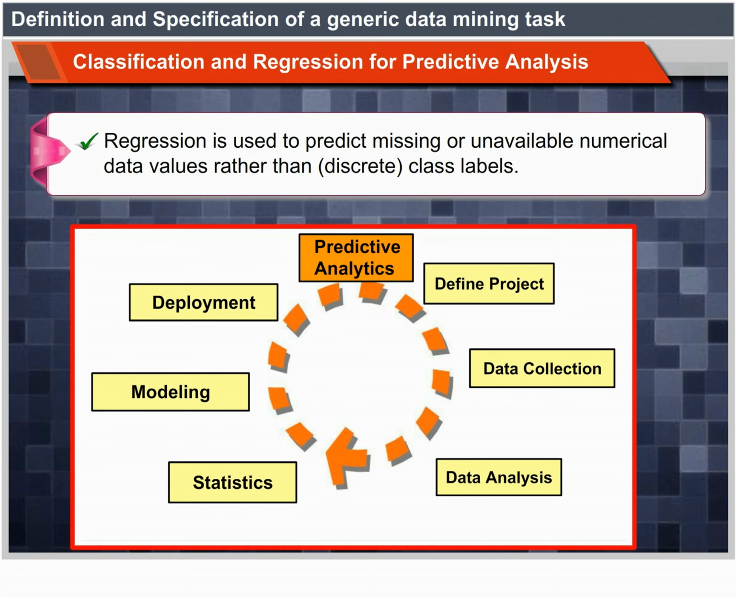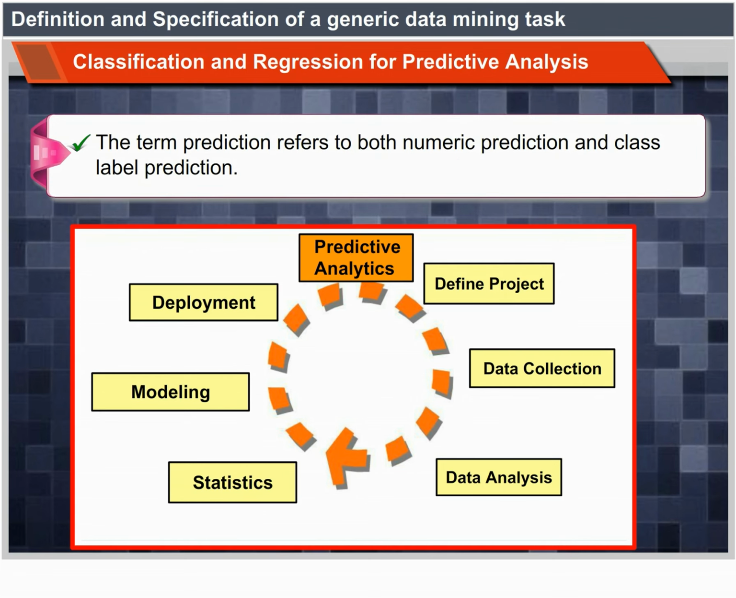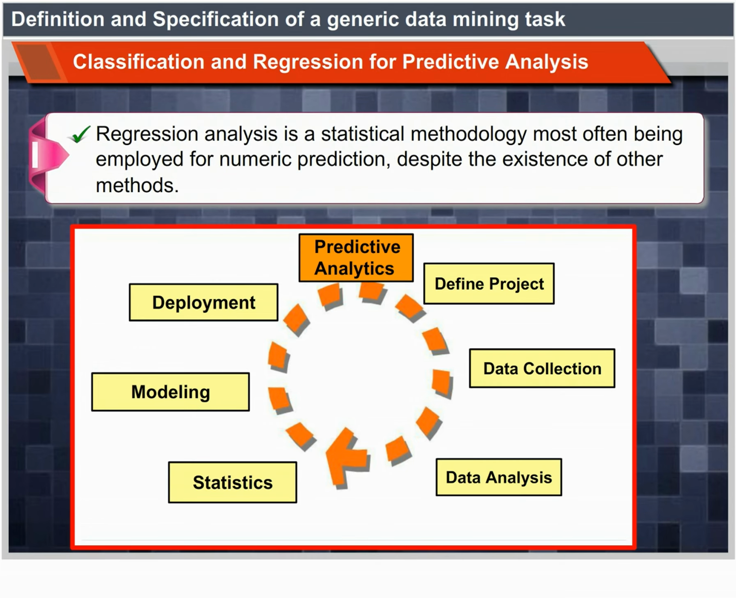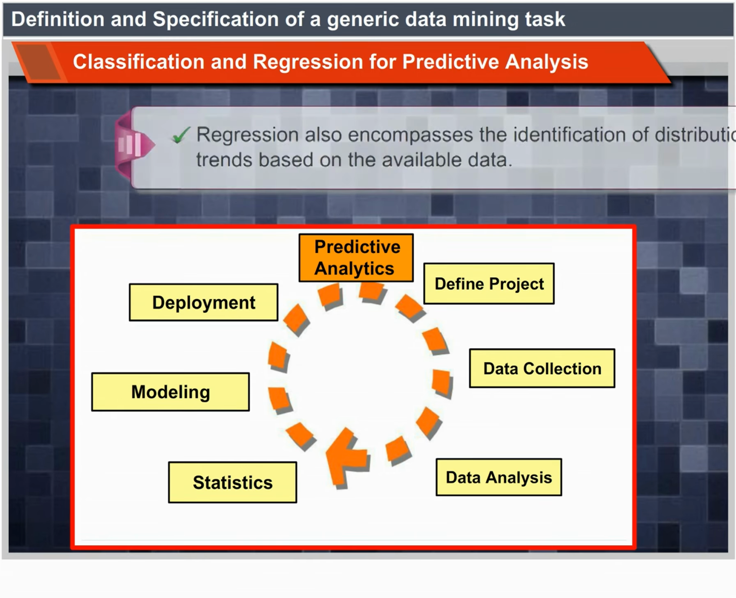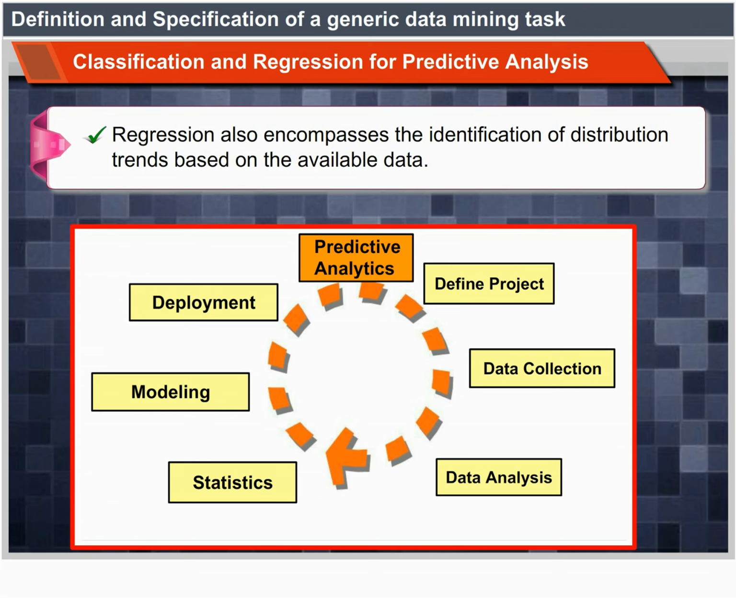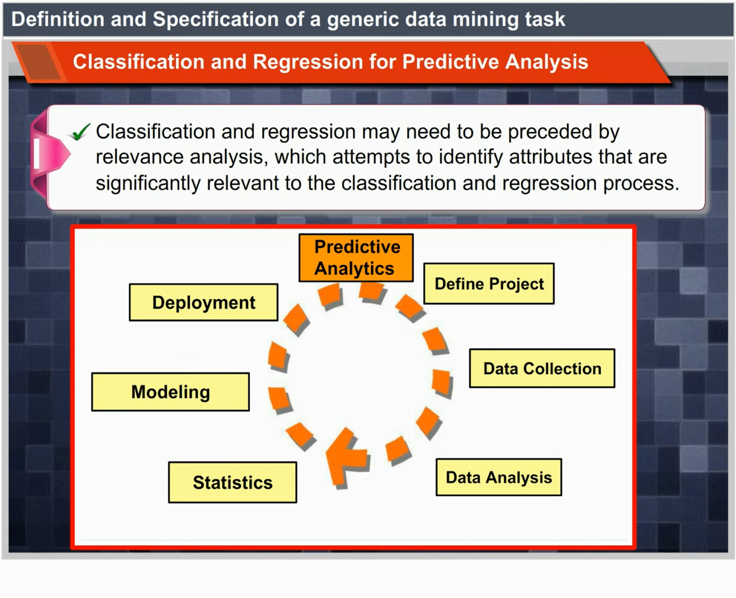Regression is used to predict missing or unavailable numerical data values rather than discrete class labels. The term prediction refers to both numeric prediction and class label prediction. Regression analysis is a statistical methodology that is most often used for numeric prediction, although other methods exist as well. Regression also encompasses the identification of distribution trends based on the available data. Classification and regression may need to be preceded by relevance analysis, which attempts to identify attributes that are significantly relevant to the classification and regression process.